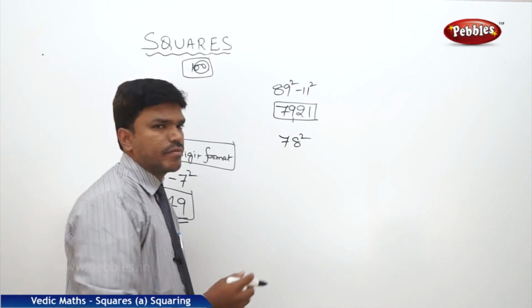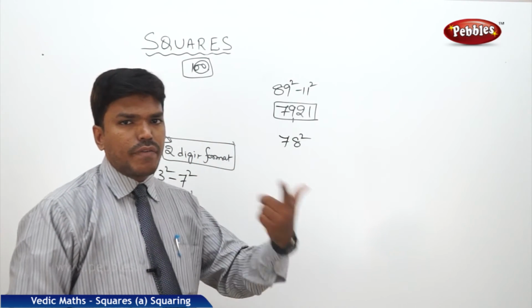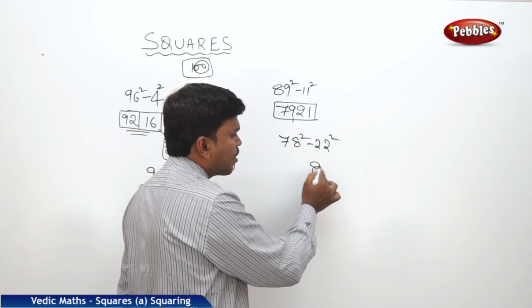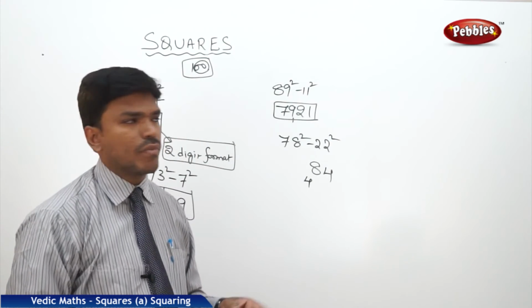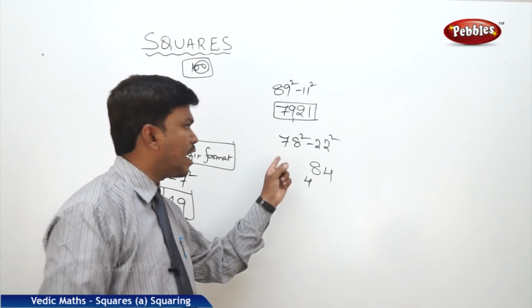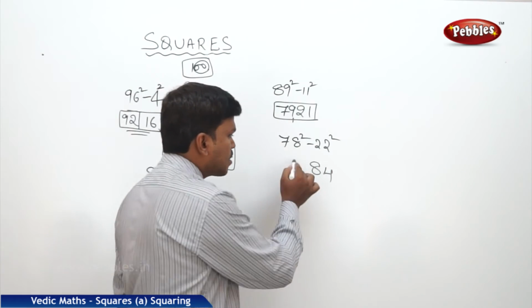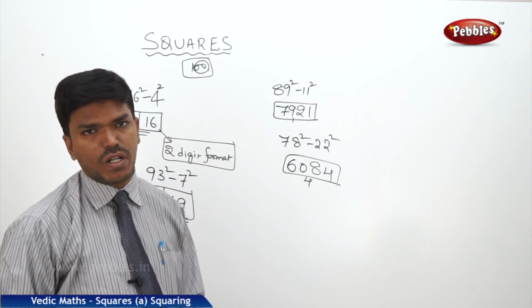Okay, now let us take 78 square. I need 78 square. Now 78, if you compare with the 100, it is 22 less. What is 22 square? 484. That is dropping 84 and carrying 4 to the next number. 78 minus 22, to get the left side part. How much? 56. 56 plus 4? 60. Don't forget the carry. So your answer is 6084.